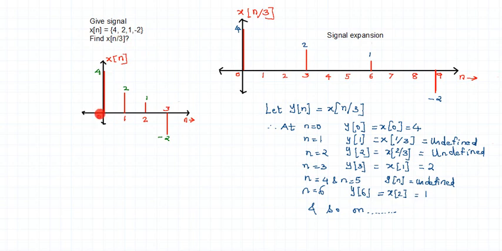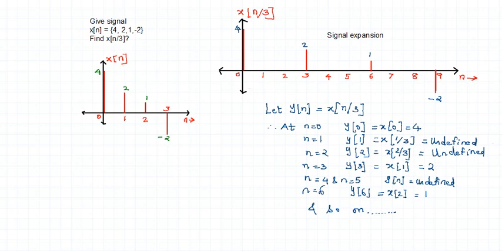So 0 into 3 is 0. So this particular sample appears at 0. With n is equal to 1, 1 into 3 is 3. So this sample is appearing at 3. 2 into 3 is 6. So this sample is appearing at 6. 3 into 3 is 9. So this sample is appearing at 9. So this is a simple way in which you can directly obtain your expanded signal from the original signal.